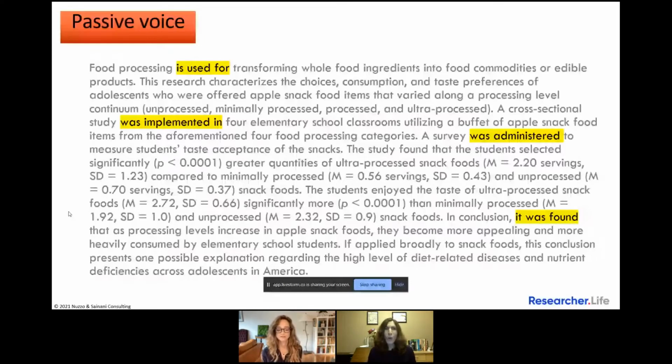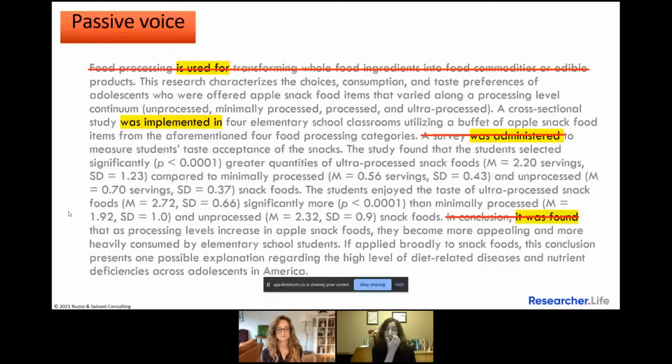Passive voice is awkward, right? It's not the way we talk. I don't go around saying, a survey was administered, right? I say, we administered a survey, or I administered a survey. And so it's hard on the reader just because it tends to make your prose more wordy, and it hides the subject, the person doing the action. And it's just also not the way we talk. It's not conversational. And so that makes it sound stilted and awkward.